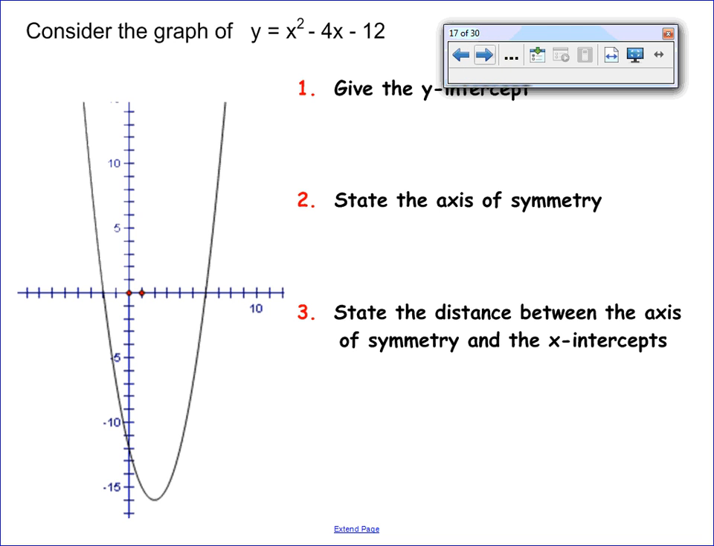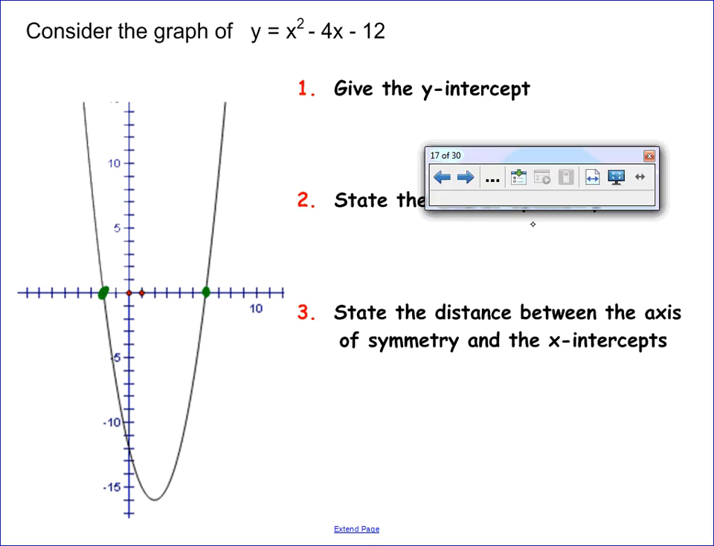Let's check. If I start at the origin and count 2 units to the left, there I am at x equals negative 2, and that's an x-intercept of the graph. If I started at the origin and counted 6 units to the right, I'd end up at an x-intercept of the graph. Way to go. Thank you. So graphically, we could check as well.